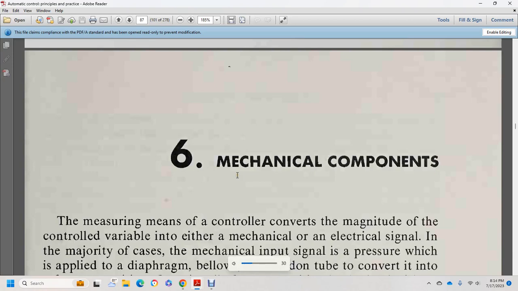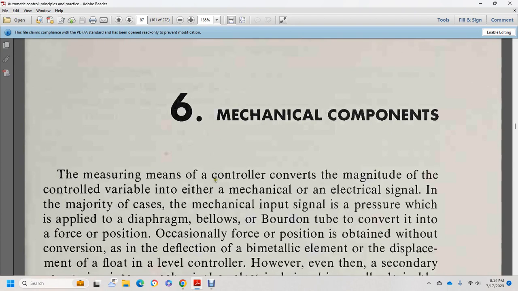Alright, hi, this is Automatic Control Principles and Practices, Chapter 6, Mechanical Components. Measuring means with the control converts the magnitude of the control variable to either a mechanical or an electrical signal. The majority of mechanical input signals are pressure, which is applied with the diaphragm, bellows, or Bourdon tube to convert into force or position.